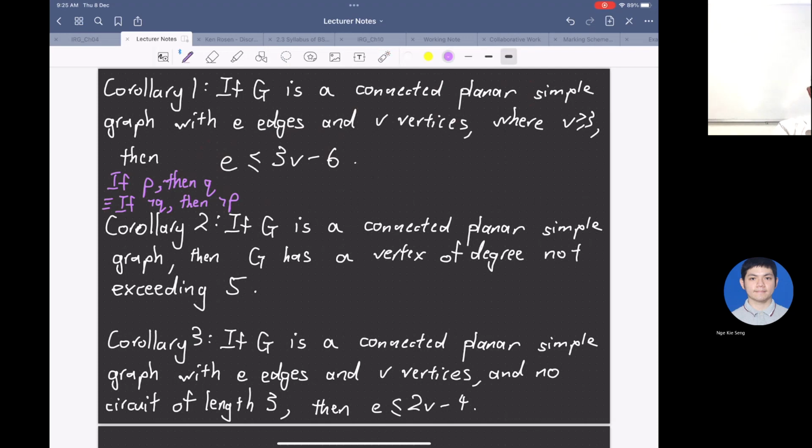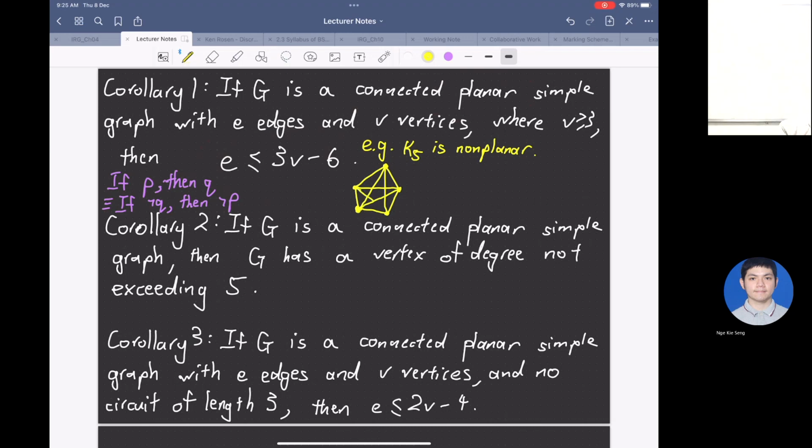So let's pick an example, K5. I think we haven't shown that K5 is non-planar using the diagrammatic method, but we will see it using this corollary here. So remember what's K5? K5 is a complete graph with 5 vertices.